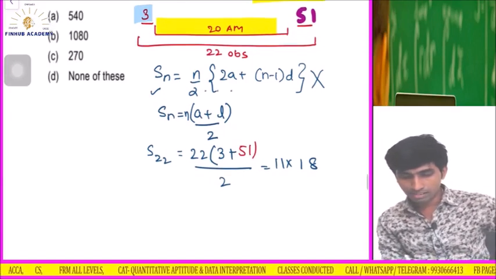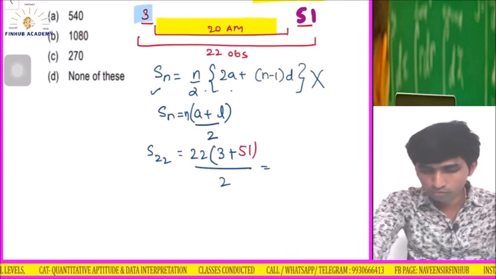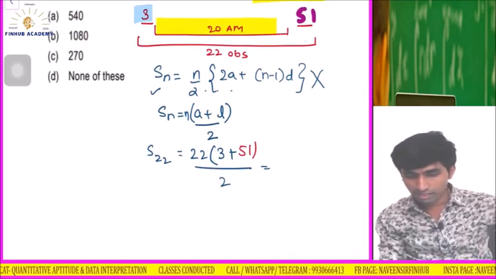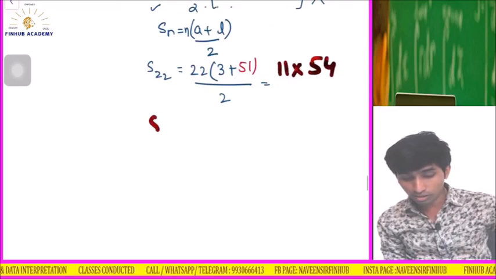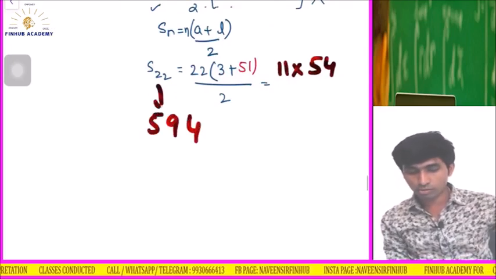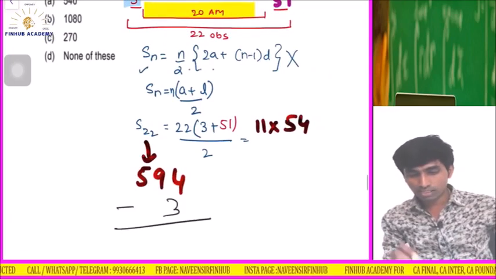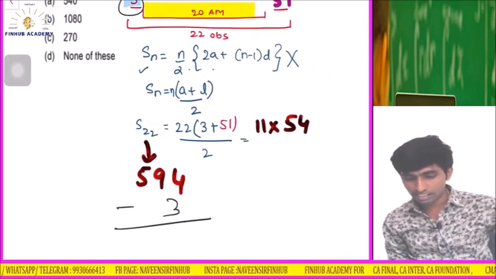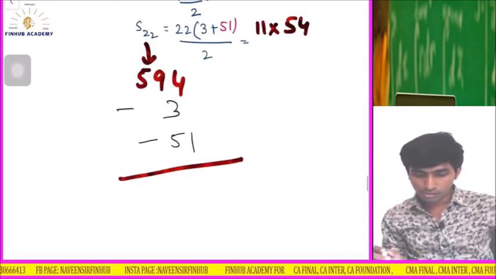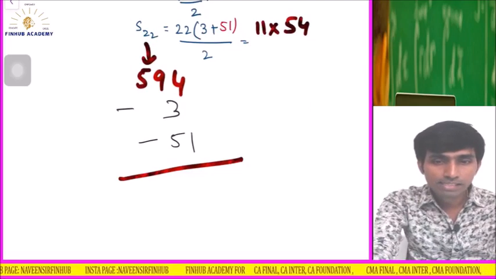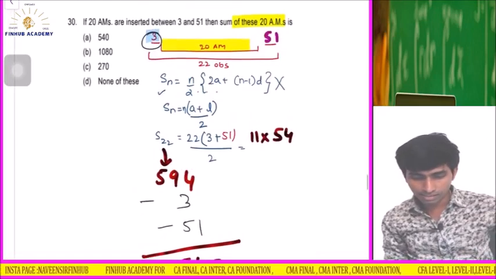Okay, first term and last term, fine. So 51, 11 into 54, 594, I am getting the final answer. Sum of all the numbers is 594, S of 22. So from this, if I remove minus 3, the first observation, and the last one minus 51, then I will get the remaining sum of the 20 terms. So minus 3 minus 51, it is 540. 540 is the answer.